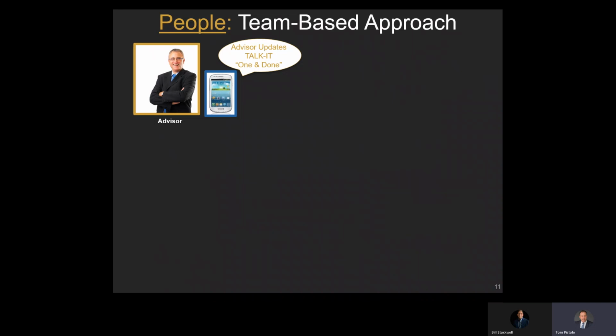Okay, I mentioned the assignment of tasks. One of the ways that we help do that through our advisor support coordinator is by introducing a tool called Mobile Assistant. We like to call it Talk It or One and Done. The idea here is that in between meetings, it's not uncommon for advisors to make mental notes and then later in the week try and summarize all that and make certain that information gets into the system. And invariably, things get lost.